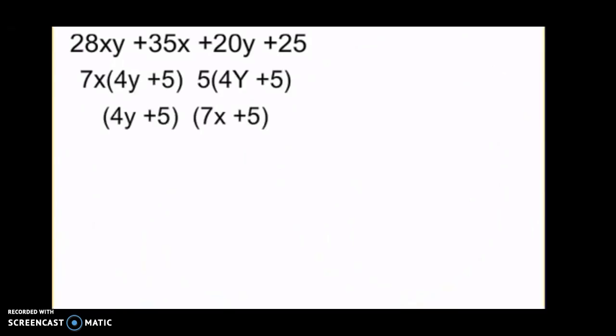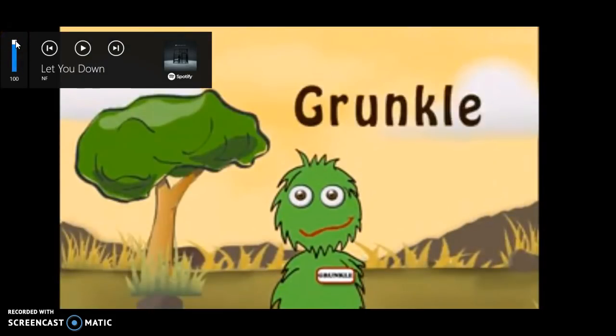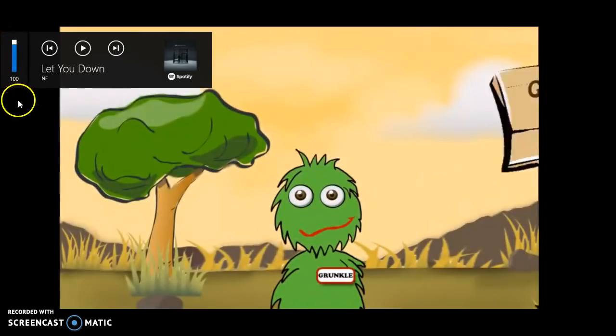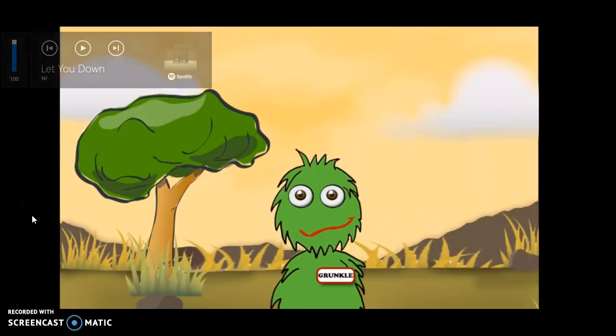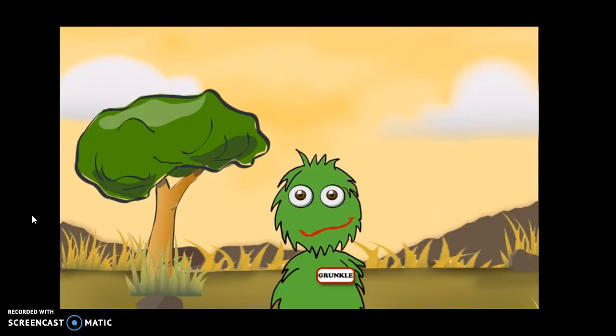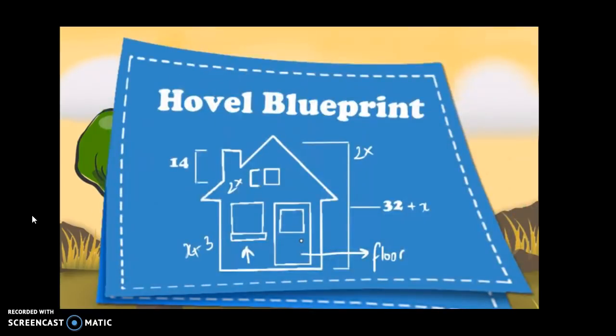Oh yeah, super chill. Polynomials by grouping, a la Schmuck. Grunkle, Gobblerville's newest architect, is having trouble constructing a hovel. His hovel looks like this. If he doesn't finish it by sundown, he will look like this. Can you help Grunkle simplify his blueprints?